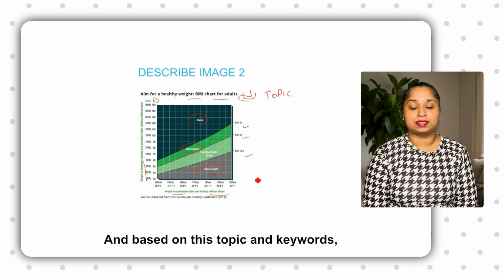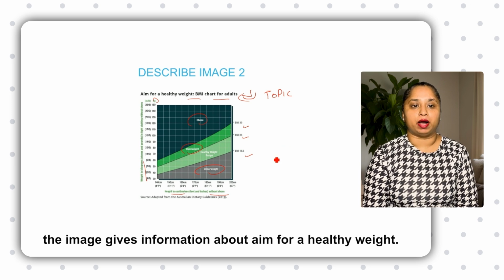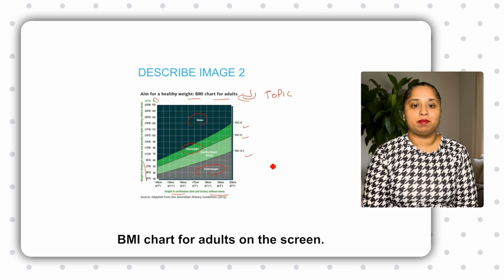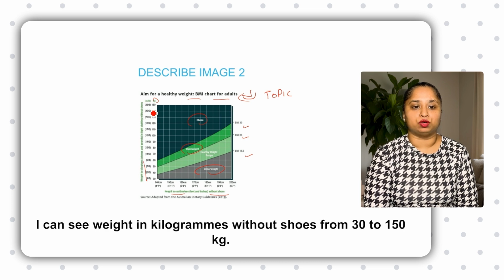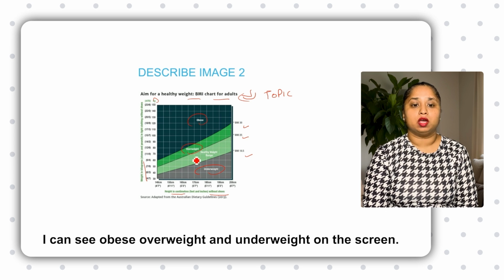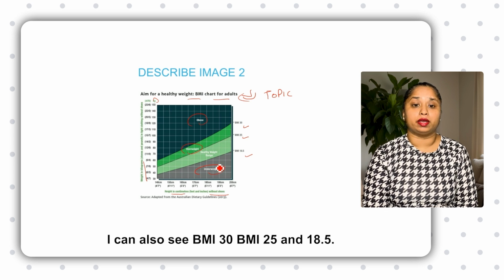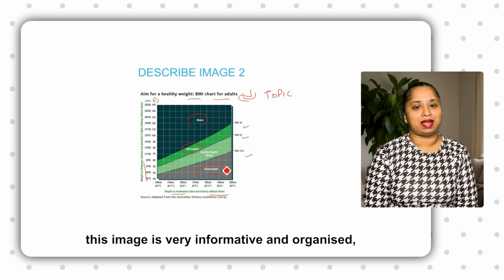Based on this topic and keywords, my answer will be: the image gives information about aim for a healthy weight, BMI chart for adults. On the screen, I can see height in centimeters without shoes, 140 centimeters to 200 centimeters. On the screen, I can see weight in kilograms without shoes from 30 to 150 kg. On the screen, I can see obese, overweight, underweight. On the screen, I can also see BMI 30, BMI 25 and 18.5. Overall, this image is very informative and organized.